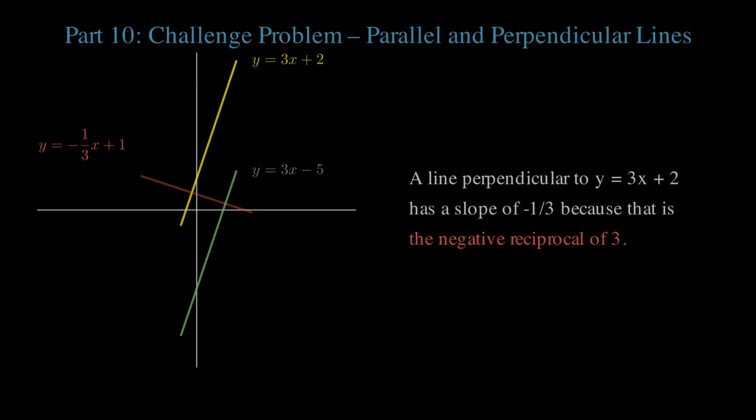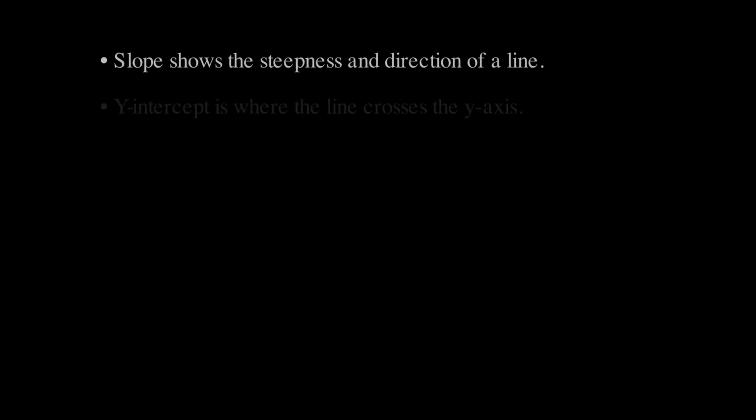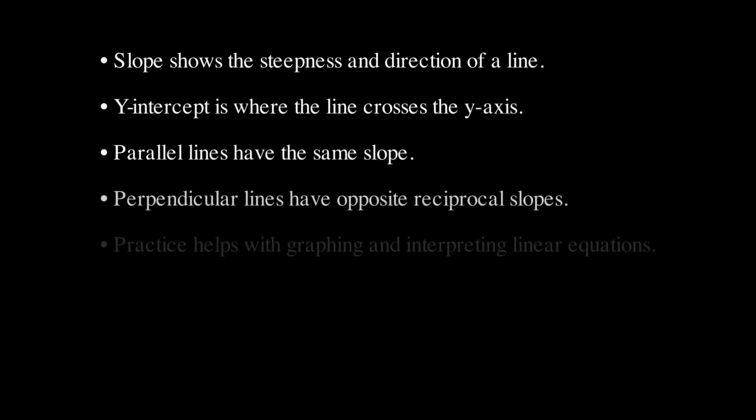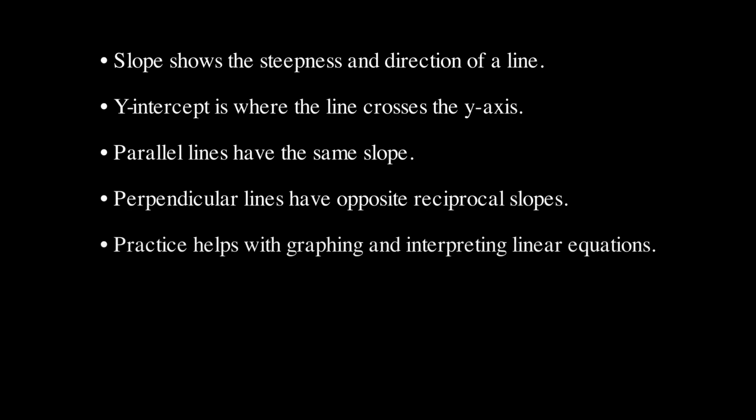Now, let's summarize what we learned so far in this video. Slope shows the steepness and direction of a line, while the y-intercept tells us where the line crosses the y-axis. Parallel lines have the same slope and never intersect, whereas perpendicular lines have slopes that are negative reciprocals, forming right angles where they meet. Understanding these concepts is key to graphing and interpreting linear equations accurately. With practice, it all becomes easier.